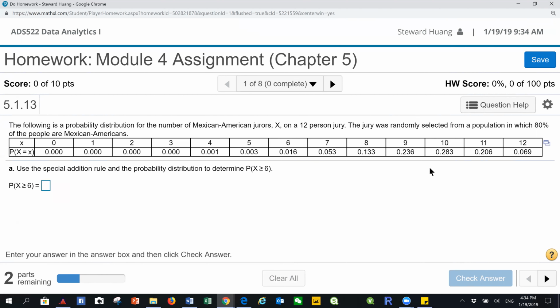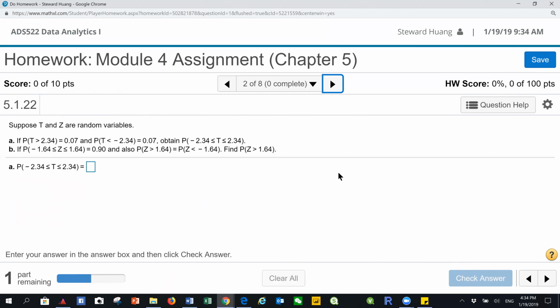So if it asks you P(x equal to 8), then the probability of x equal to 8 is 0.133. Of course, you can also easily convert this into a histogram. No problem. All right, so this is easy. Don't hesitate to let me know whenever you have questions.